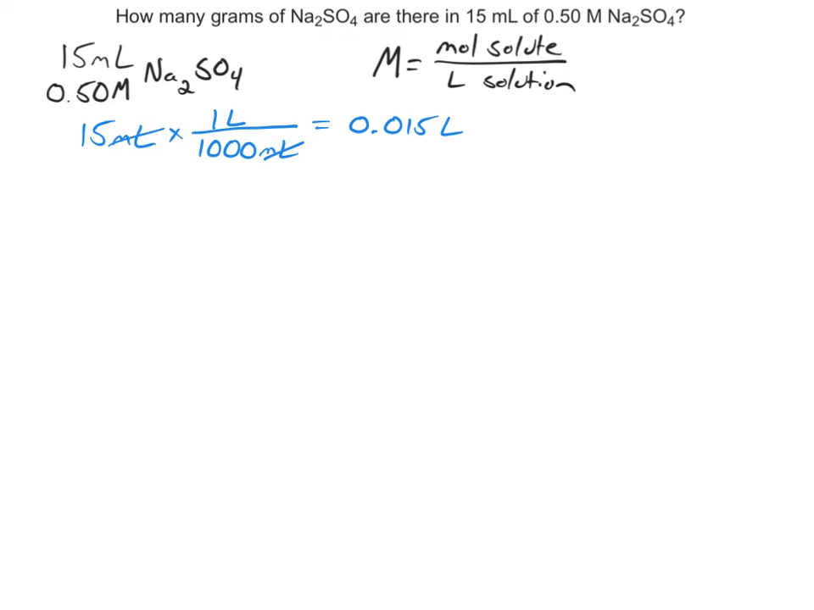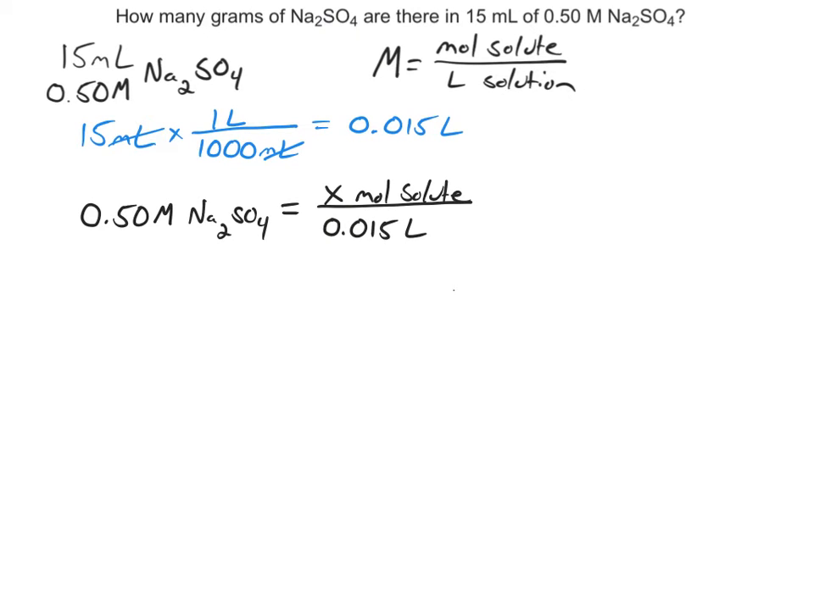So we can plug in for molarity because we know that molarity is 0.50 molar sodium sulfate, which is given to us. And that's going to be equal to the moles of solute, which we can call X because we do not know that value at the moment. And we're looking for grams, so we first need to find the moles, which will then allow us to convert to grams. We now know the liters of solution, which is 0.015 liters.